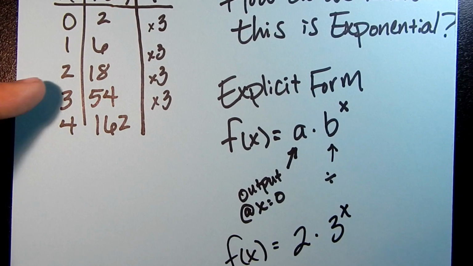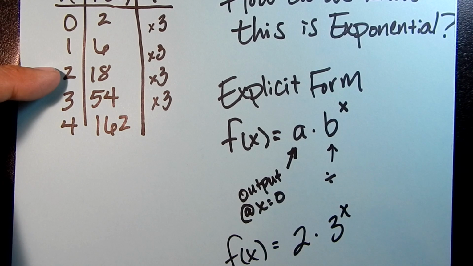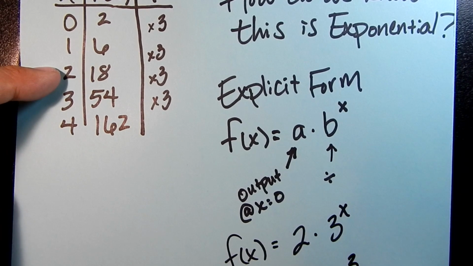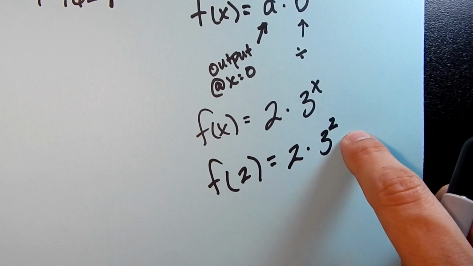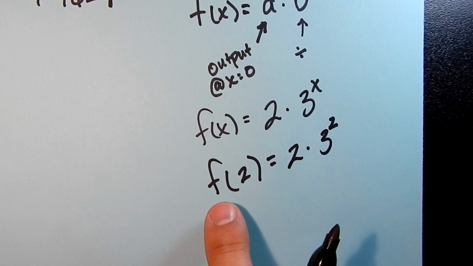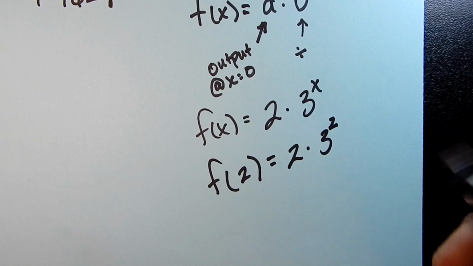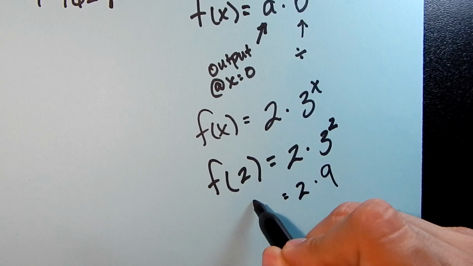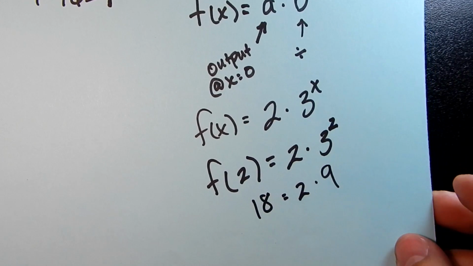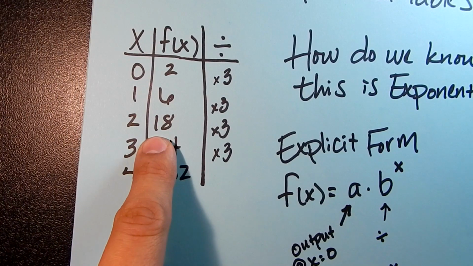If we want to verify that, we have some information here. Let's find f of 2. That would be 2 times 3 to the second power, because we're substituting 2 in for x. So in this case, f of 2 is going to be 2 times 3 squared. 3 squared is 9 times 2, that is 18. And this is verified from our output in the table.